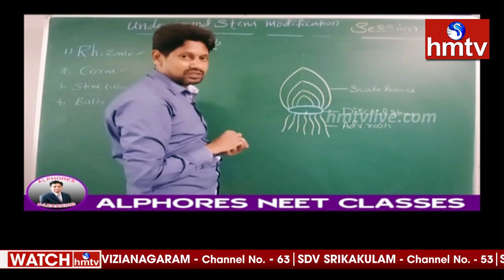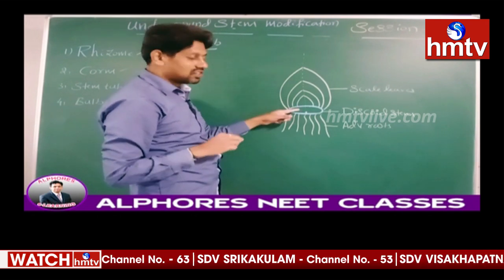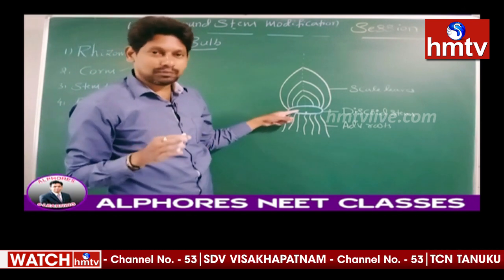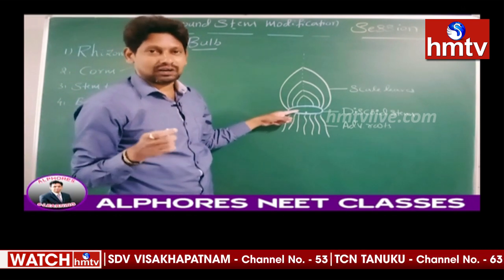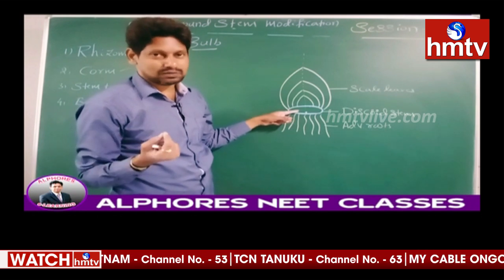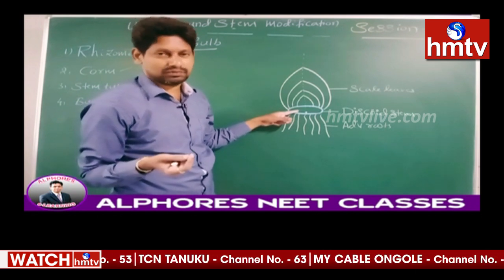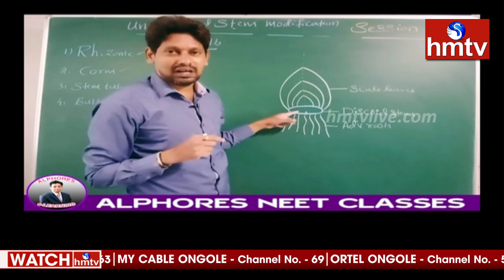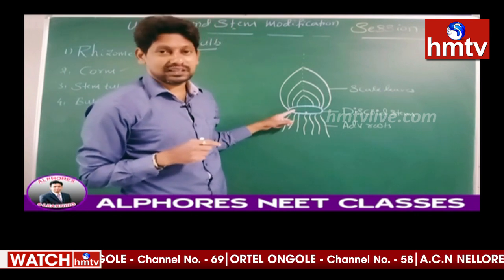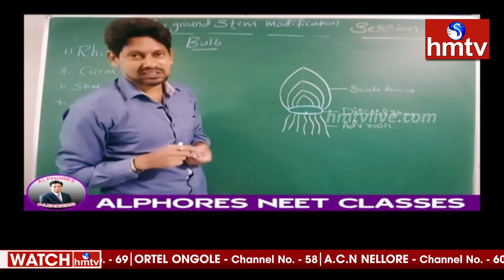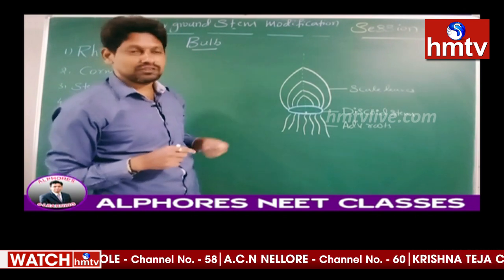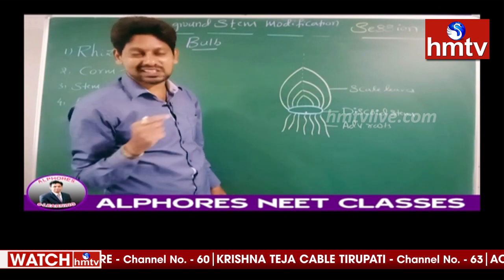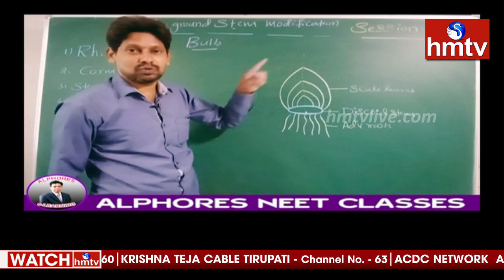Upper surface of the discoid stem, scale leaves are developed. Sir, in the case of bulb, the stem is not storing the food materials. In rhizome, the stem stores food. In corm, the stem stores the food. In stem tuber, the tip of the underground branches stores food materials. Whereas in the case of bulb, the stem does not store food materials. Then who is storing the food materials? Scale leaves or leaf bases store the food materials.